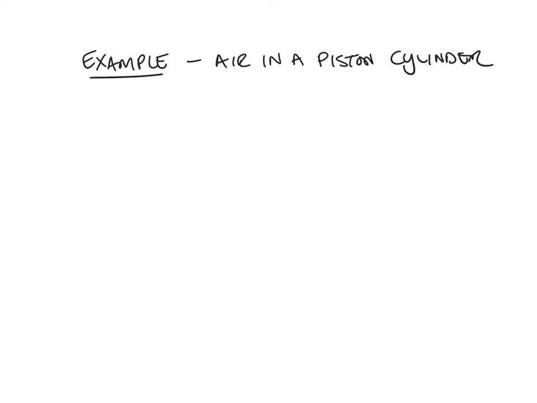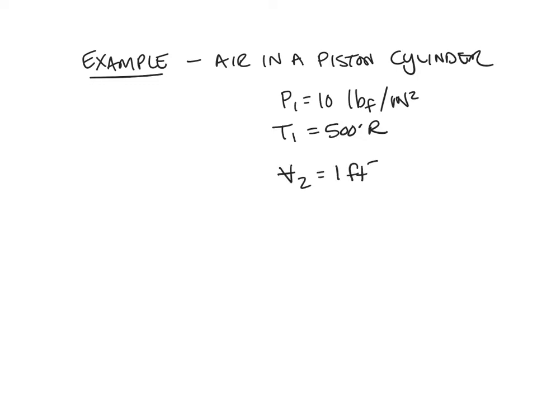Welcome to another example. In this example, we're going to look at air in a piston cylinder, and we're told the pressure at state 1 is 10 pounds force per inch squared, and the temperature at state 1 is 500 degrees Rankine. And we're told the final volume is 1 cubic foot, and the process is described as PV to the 1.25 equals a constant. So this is a polytropic process. And we're told the mass of the air is 5 pounds mass, and that we can assume it is an ideal gas.